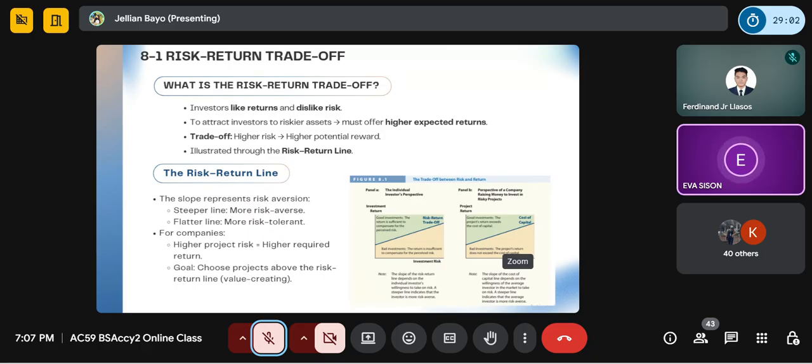This trade-off is usually shown using something called the risk-return line. The risk-return line simply shows how much return investors expect for a given level of risk. If the line is steep, it means people really dislike risk, so they want high rewards before taking it. If it is flat, then managers should aim to choose projects that lie above the risk-return line. These are the ones that add value to the company.